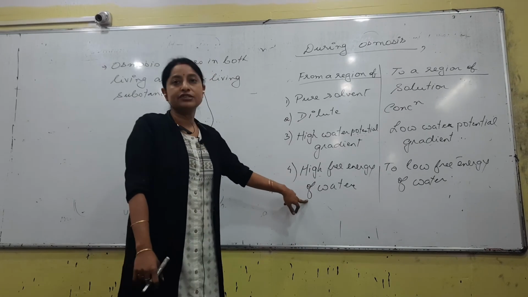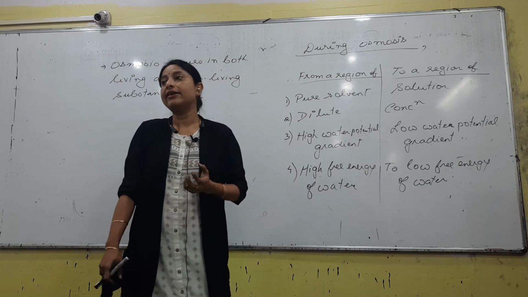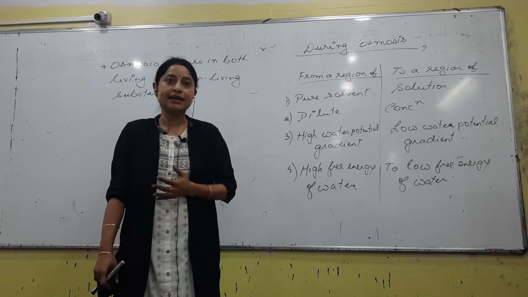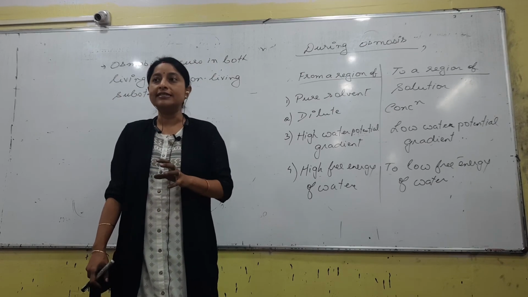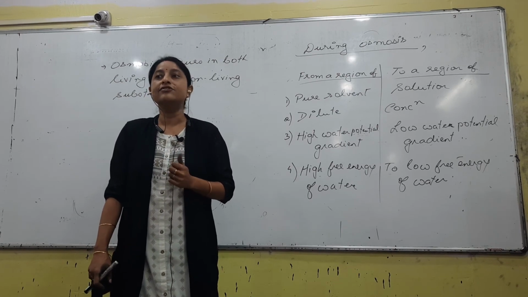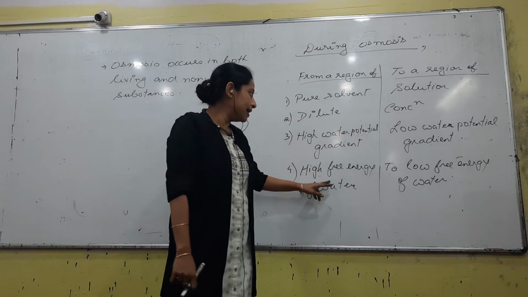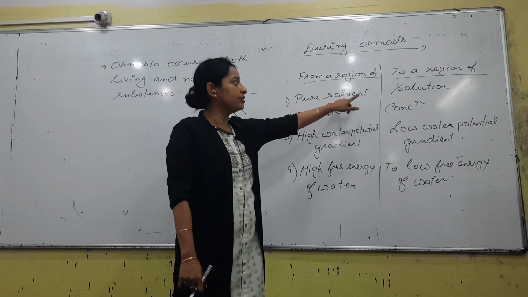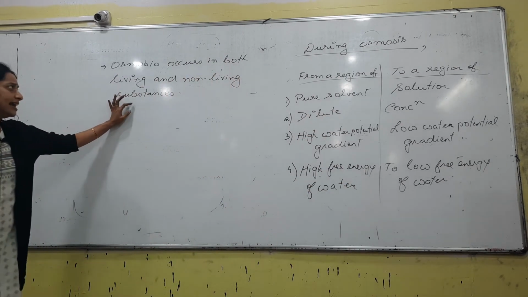Next is high free energy of water. This is also a concept that is related with water potential gradient. The water potential gradient depends on the water molecules, the free water molecules, when there are no solutes. If solutes are present, we don't call them free. So the water molecules or liquid molecules present in the solvent will have more energy as compared to the liquid molecules present in a solution, right? We will discuss these two parts when we discuss water potentials. As of now you have to be sure about these two words: dilute to concentrated, solvent to solution, right?